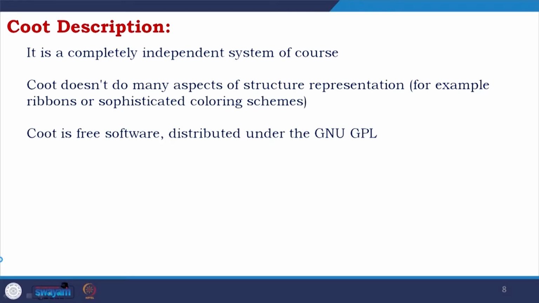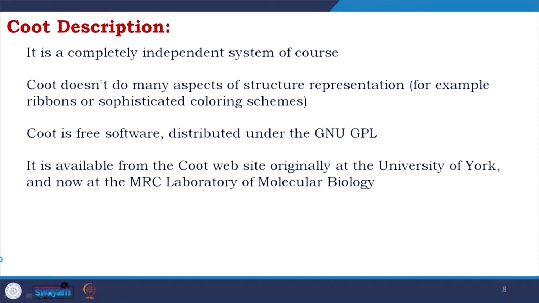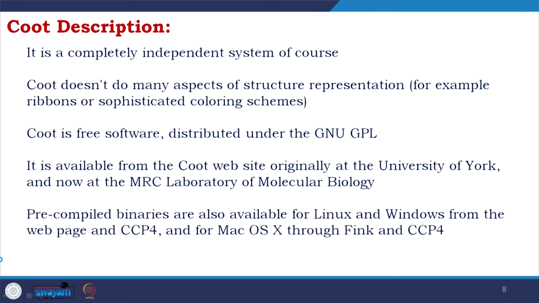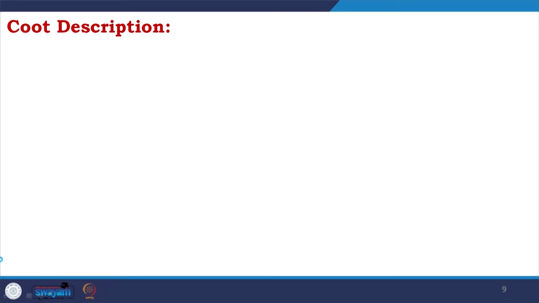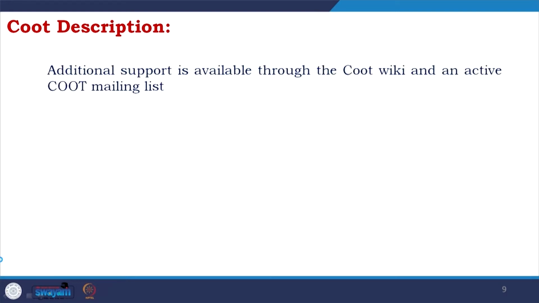COOT is free software distributed under GNU GPL. It is available from the COOT website, originally at University of York, where the inventors were, and now at the MRC Laboratory of Molecular Biology. Pre-compiled binaries are also available for Linux and Windows from the web page and CCP4, and for Mac users through Fink and CCP4. Additional support is available through COOT Wiki and an active COOT mailing list. They are very helpful. Any problem you have, you just mail them and you will get answers.